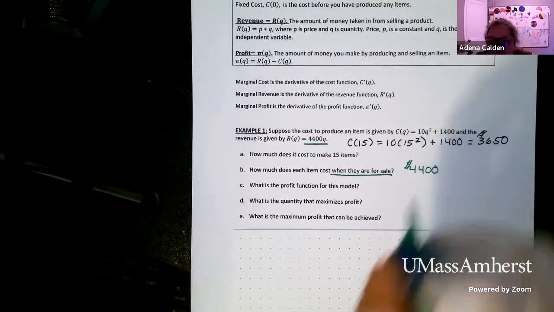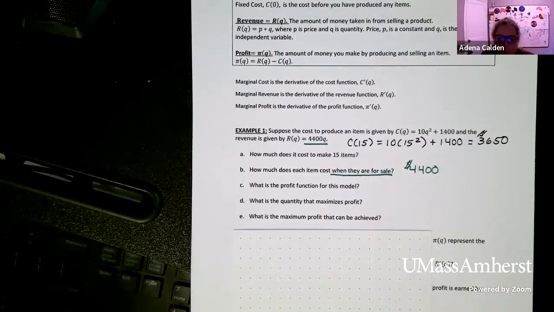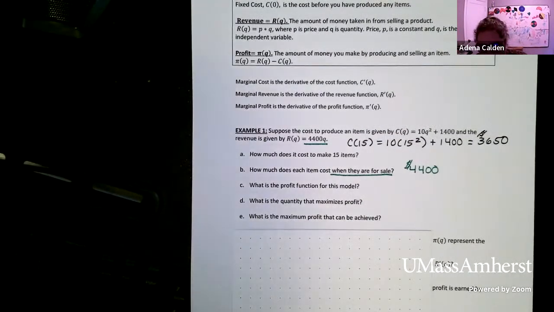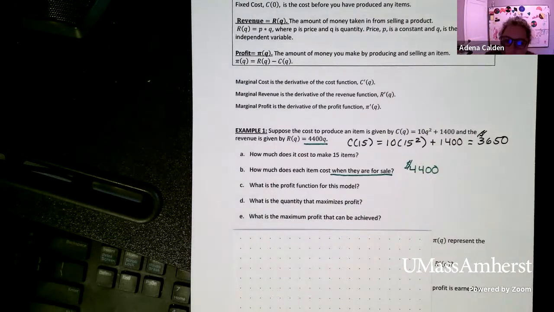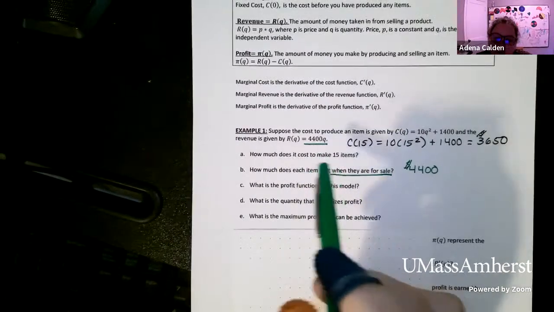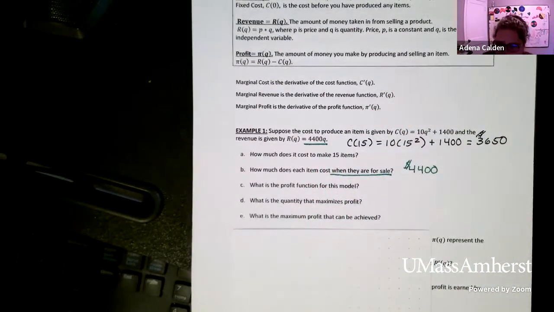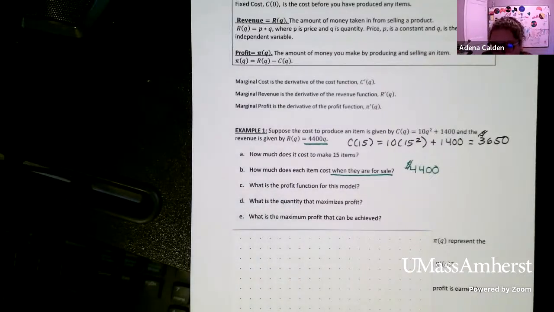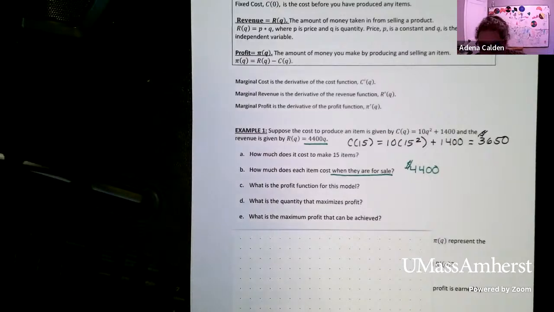$4,400 each. And this one's a little tricky on interpretation because we see the word cost in the question, but we're not talking about the cost equation. We're talking about the cost to the buyer, which is the price. So we just have to be a little bit careful with how the question is worded and really think about what the intention of the question is so that we can answer it correctly.